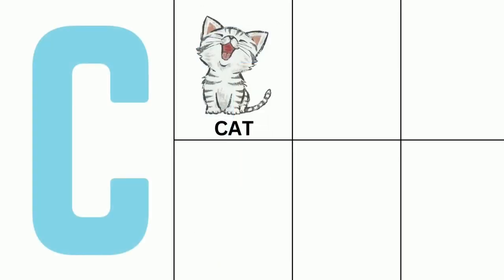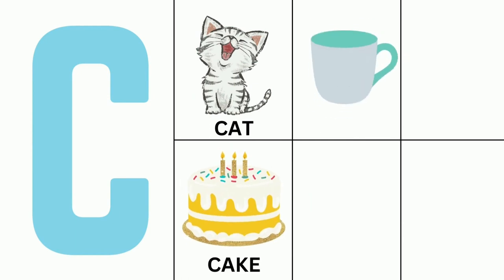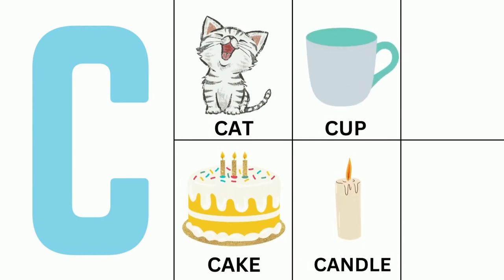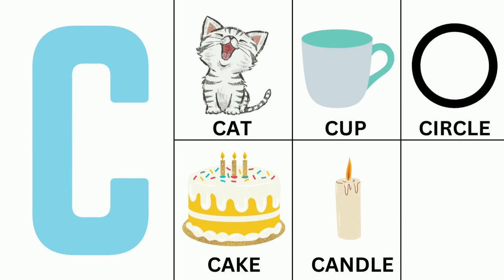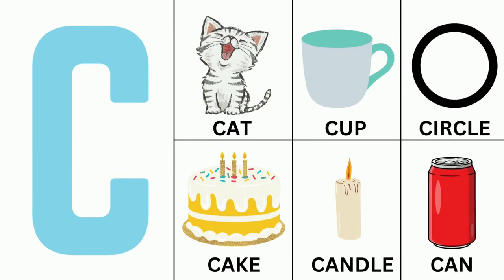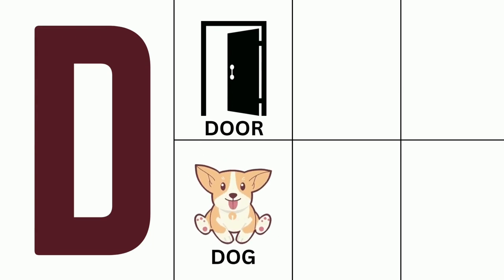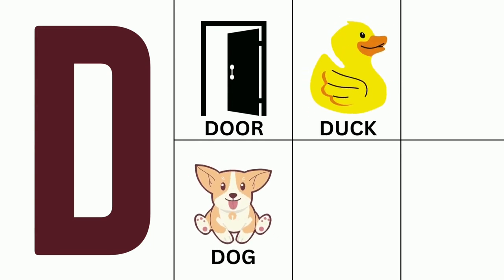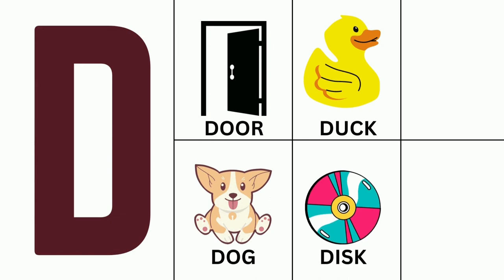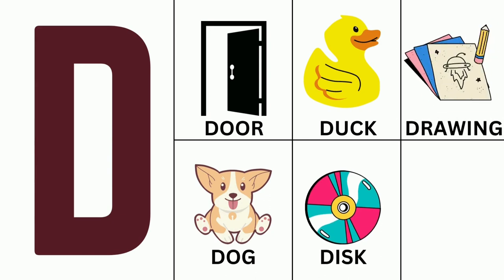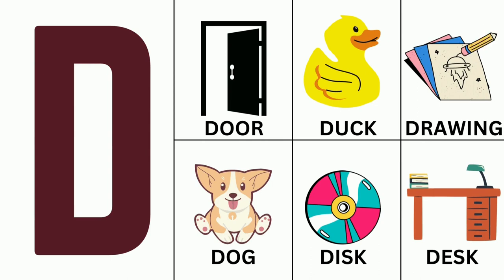C. Let's learn the words that start with C. C for cat, C for cake, C for cup, C for candle, C for circle, C for can. D. Let's learn the words that start with D. D for door, D for dog, D for duck, D for desk, D for drawing.